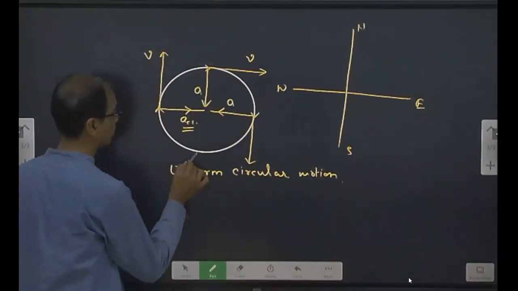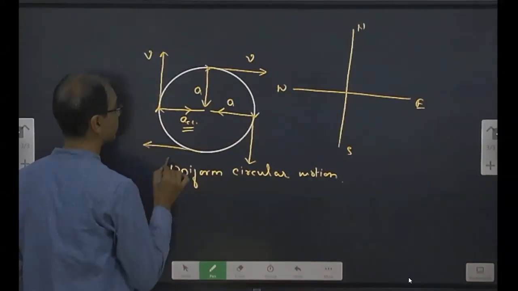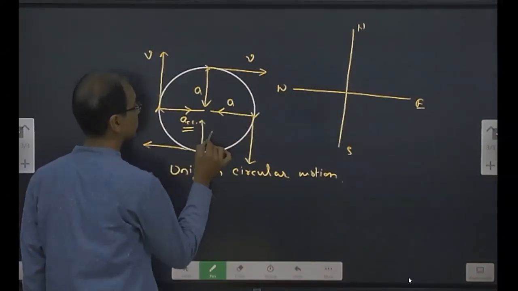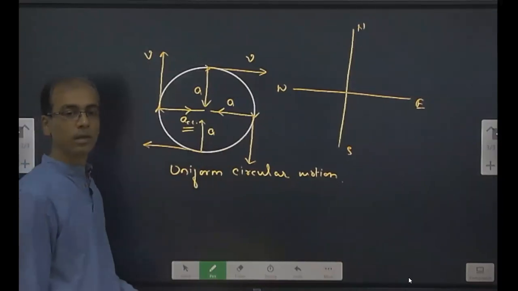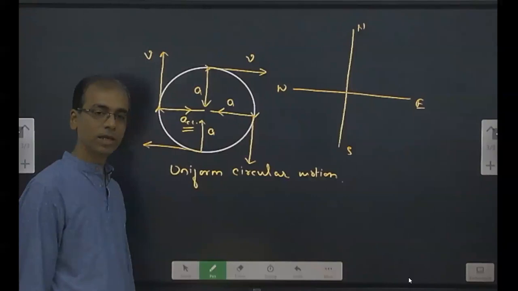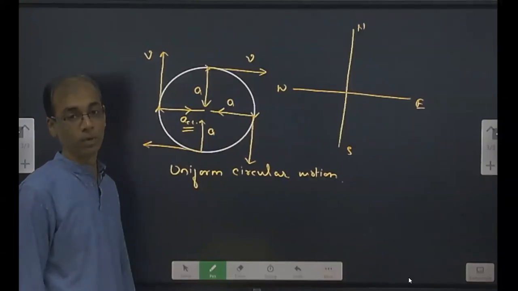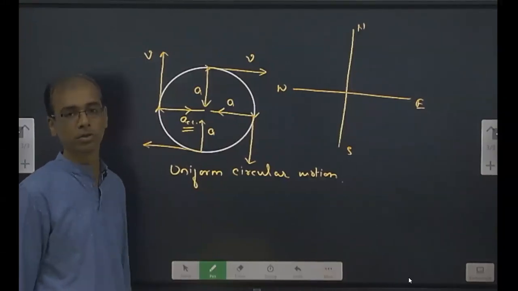Again, the particle will come here. This is velocity. But where is acceleration? Check. Tell me, is the direction of acceleration the same? No, sir, not the same. We cannot say acceleration is constant.